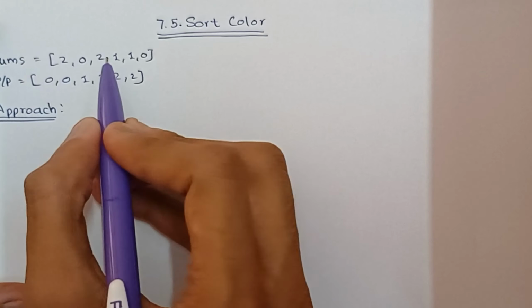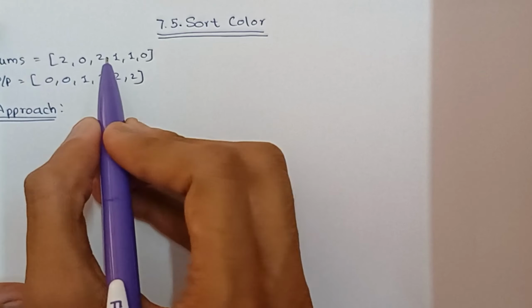Okay, so we will take i equal to 0 and j equal to 0, and n is the length of the array, nums.length, and k equal to n minus 1, meaning the last element. So we will use a while loop. Inside the while loop, j should be less than or equal to k. And we will check the condition: if nums of j equal to 0.